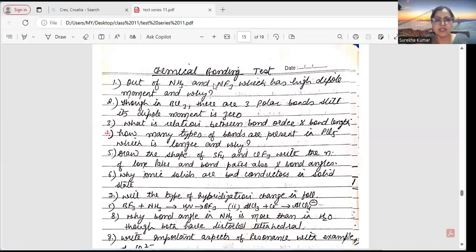Let us start. The very first question is: out of NH3 and NF3, which has high dipole moment and why? How to write down the answer? Out of ammonia and NF3, first of all, you have to draw the structure in the answer. This is for ammonia, pyramidal shape, and this is for fluorine, NF3. Out of these two, nitrogen has high electronegativity in ammonia, so the dipole moment will be in the upward direction.